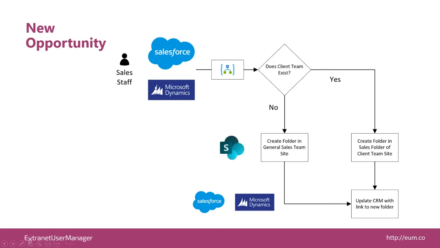I've included Dynamics as an example here too, but really we're just focused on the Salesforce example in this particular client scenario. A new opportunity always starts in Salesforce. That's where it gets entered, it gets qualified, and it gets to a certain point where the sales team is going to start working on it. They need to start putting together proposals, statements of work, contracts, master service agreements, all that kind of stuff you need to do to land a new client.